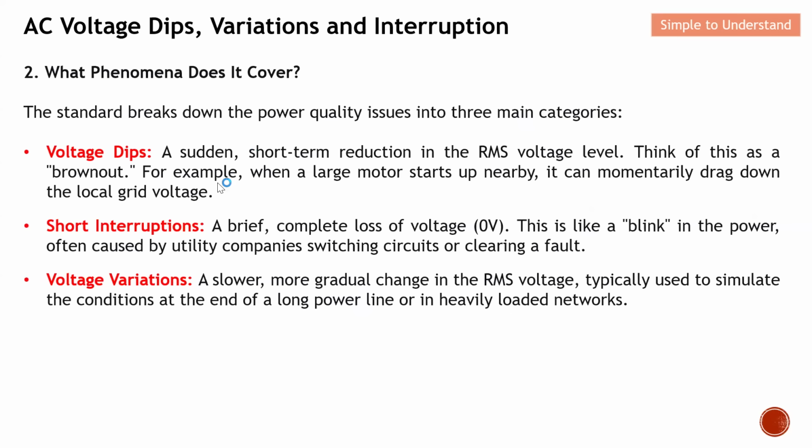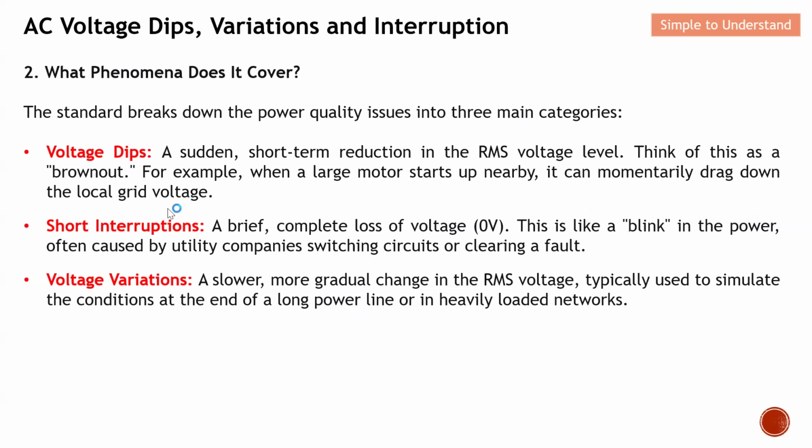For example, when a large motor starts up nearby, it can momentarily drag down the local grid voltage. Imagine you have a very large motor that has just started. All those devices using the same source of generator will be dragged down, because the local grid voltage is reduced, so all the devices are also affected.